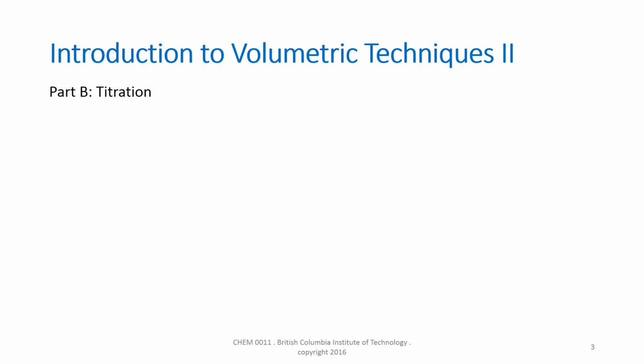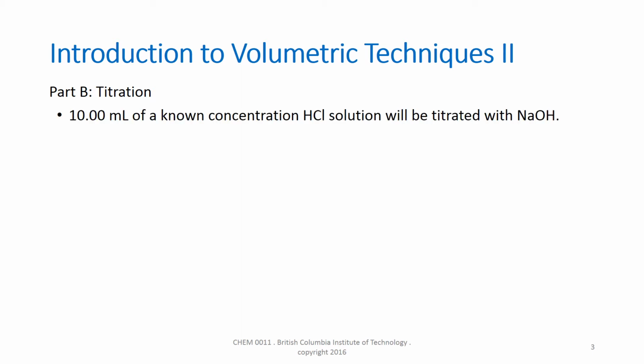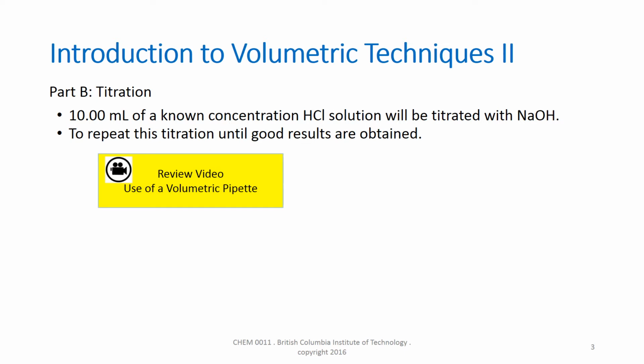In Part B of the experiment, 10 milliliters of a known concentration HCl solution will be pipetted into an Erlenmeyer flask. It is titrated by adding NaOH solution from the burette. This titration will be repeated until good results are obtained. It may be helpful to review the video on the use of the volumetric pipette and the video on titration.